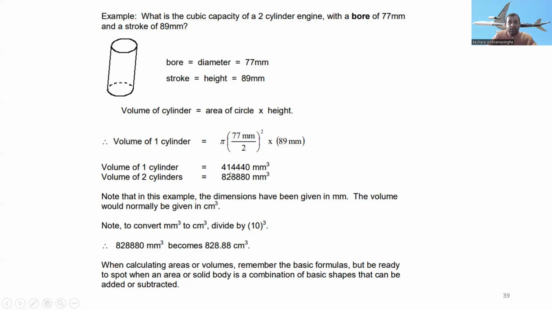414,440 cubic millimeters, and the volume of 2 cylinders is 828,880 cubic millimeters. So note that in this example the dimensions have been given in millimeters. The volume would normally be given in cubic centimeters. So to convert cubic millimeters into cubic centimeters, divide by 10 cubed. Okay, right. So when you divide this number by 10 cubed, you will get 828.88 cubic centimeters.